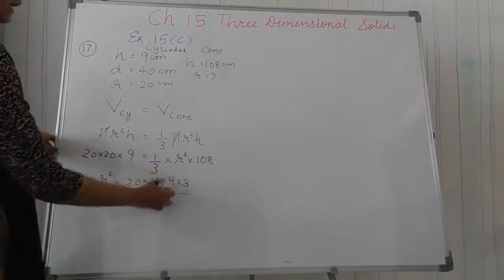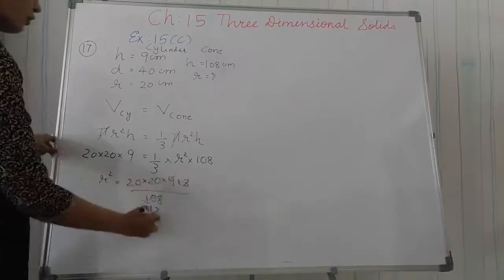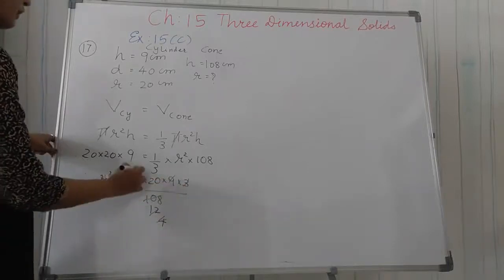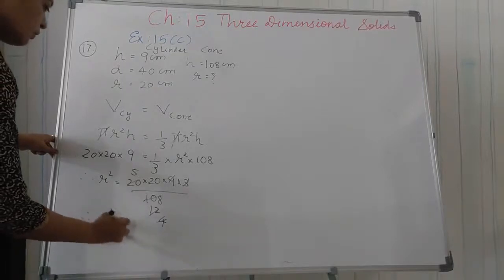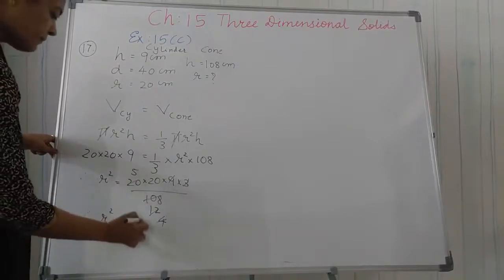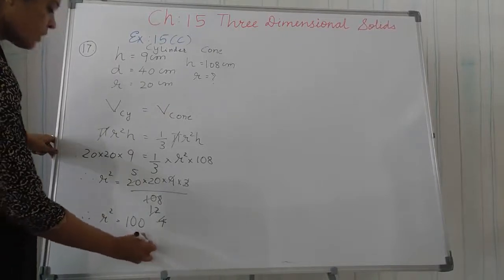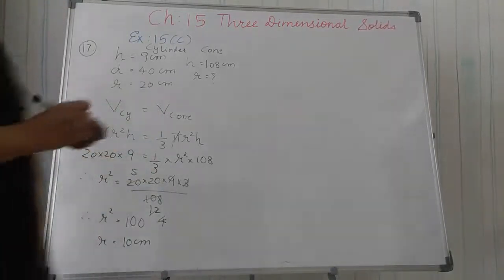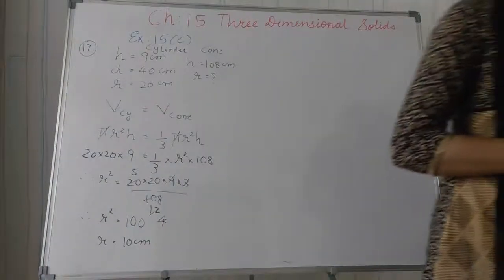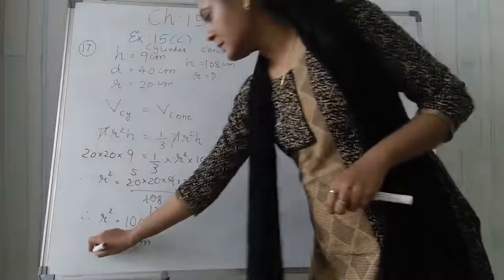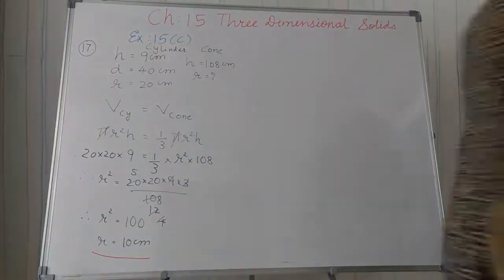Okay, so 9 12s are 108, and this is 3 4s are 12, 4 5s are 20. So r square is equal to 5 20s are 100. So r is equal to 10 cm. This is the answer. We get the radius of the cone. Question number 17, this is r, radius is 10 cm we found here.